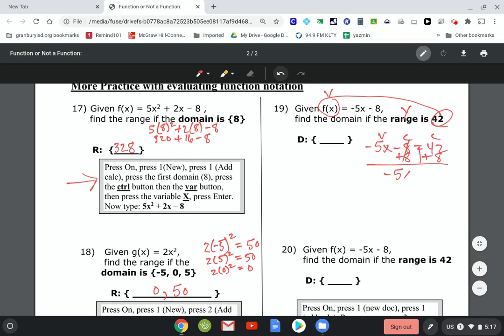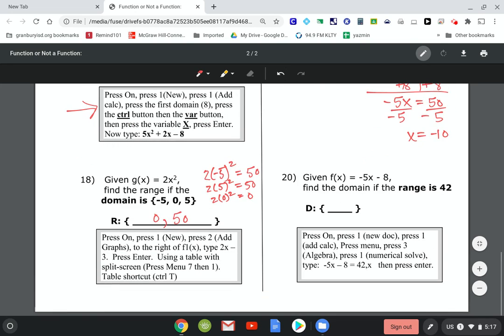So I have negative 5x equals 42 plus 8 is 50. And then I divide both sides by negative 5. So x is equal to negative 10. So that would be my domain: negative 10. So negative 5 times negative 10 is 50. 50 minus 8 gives you 42.